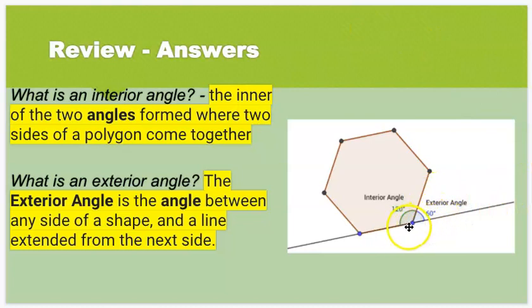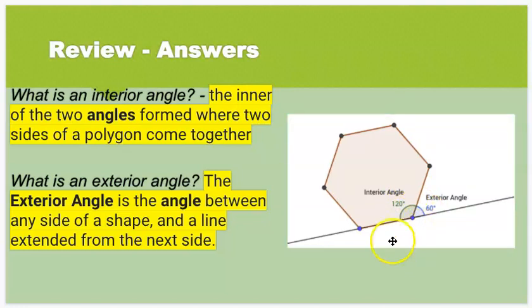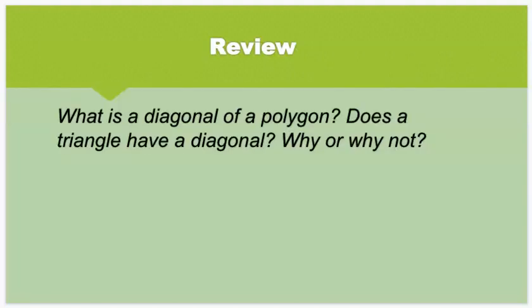So you could see if we continued this side of the hexagon into a line, we would see an exterior angle of 60 degrees here. It's nice for us to remember that these two angles, this interior and exterior angle, are supplementary since they sum to 180 degrees. Let's review a little bit more.